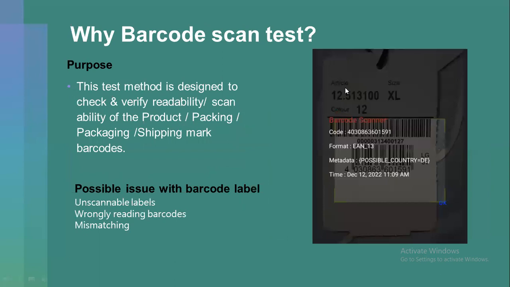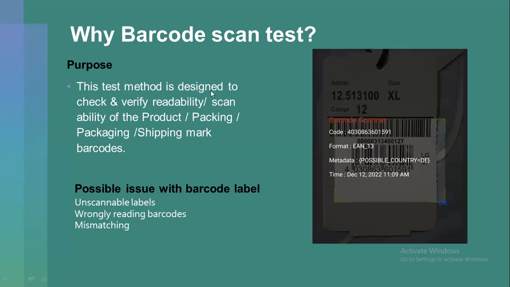Next, the barcode scan test. The purpose of the test is to check and verify the readability and scannability of the printed information on the barcodes, hang tags, and shipping marks on polybags. The possible issues are barcodes not scanning, numbers being read wrongly, or information mismatching the printed info. So these are all the possibilities in barcode scanning.